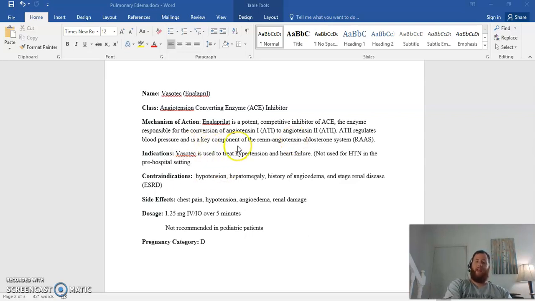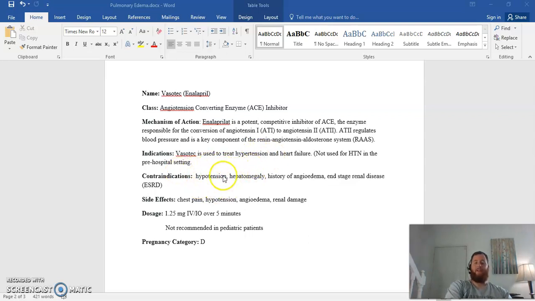So indications, obviously we're using it to treat pulmonary edema. It also sometimes is used to treat hypertension. We do not usually use it to treat hypertension in the pre-hospital setting. We would use a beta blocker or something along those lines if we were going to treat hypertension in the pre-hospital setting. All right, contraindications, hypotension.